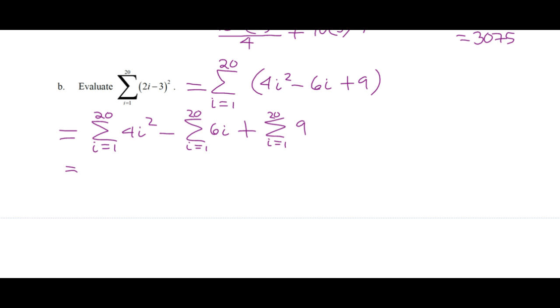Furthering this, I don't really want to do 4i squared, so let's pull the 4 out front, because the sum of a constant times a term is the constant times the sum. So it's 4 times the sum of i equals 1 to 20 of i squared. Now this we could do, right? Got a formula for that one. Minus 6 times the sum of i equals 1 to 20 of i, and we could do that one. Plus 20 times 9, because we can use the formula for that one. That doesn't require further simplification.